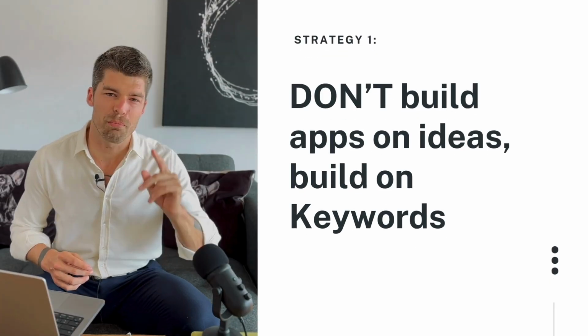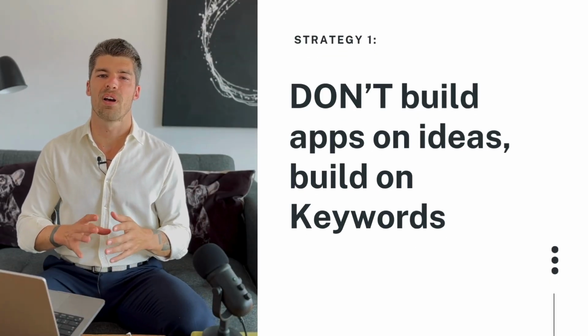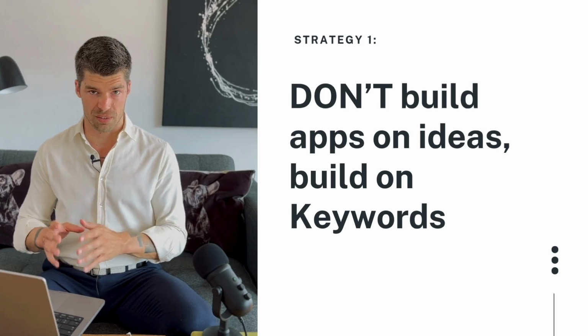The advanced strategy #1 is don't build apps on ideas, build on keywords. So the usual story is that you have an idea for an app, you spend a lot of time and resources and energy to build this out, and either you launch it and realize nobody wants it, or there's 100 apps just like that. And then people scramble to try to find ASO and find keywords to optimize, but it's already too late. You should flip this completely upside down.